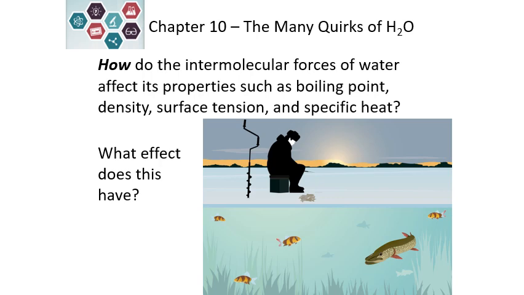So think about what effect this has. What if ice sunk? How would this affect aquatic life? Well, if ice sunk when it froze, the lakes would freeze at the top and it would sink to the bottom, and there wouldn't be any ability for there to be life. All the fish would be frozen into a solid block of ice. And so because water is unique and the ice floats, it allows the aquatic life to live underneath the ice.